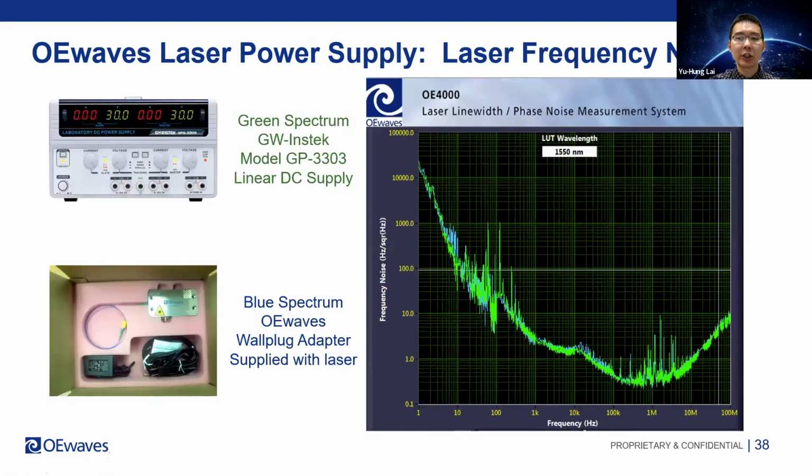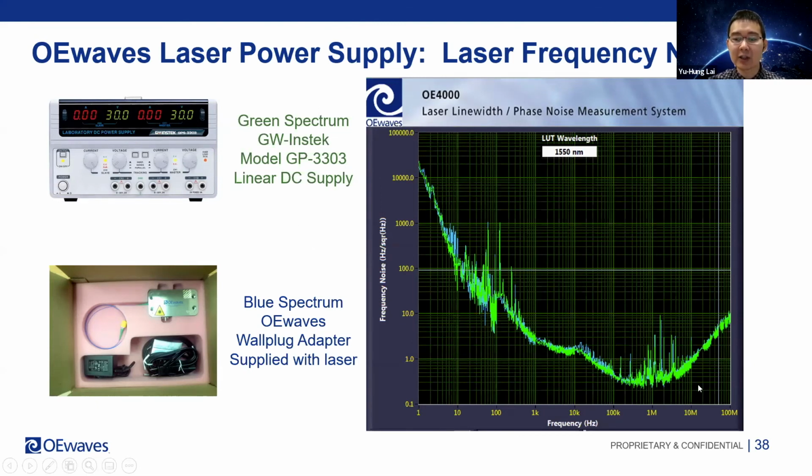Here I want to show some test results from our 1550 nanometer laser. For example, we can turn on our laser with different kinds of power supply: the linear DC power supply as well as the wall plug DC power supply provided by us. Then we can measure the laser noise using our OPNTS. As you can see, these two traces are actually very identical. That means our laser power supply is actually very good. And then the key thing is here.